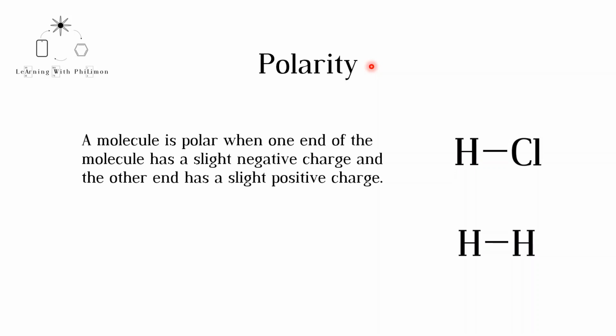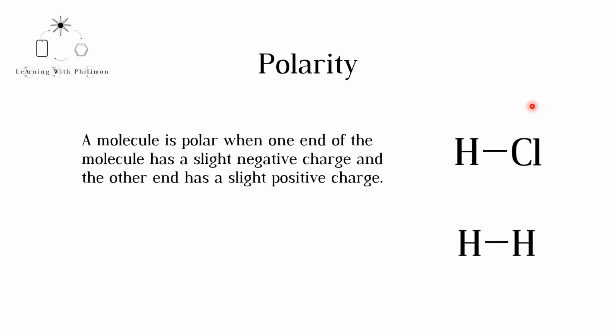In this video, we will be looking at how we can determine whether a molecule is polar or not. A molecule is polar when one end of the molecule has a slight negative charge and the other end has a slight positive charge. In the previous video, Intermolecular Forces, we considered the molecule hydrogen chloride, HCl. Because chlorine is more electronegative than hydrogen, the shared electrons are pulled closer to the chlorine atom. A bond in which the electrons are not shared equally is called polar.